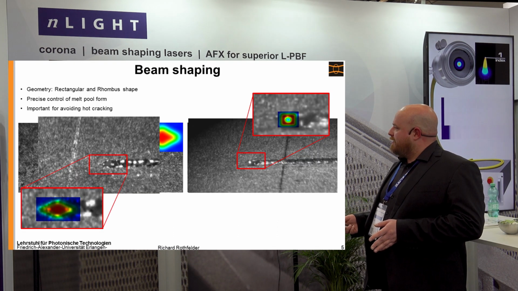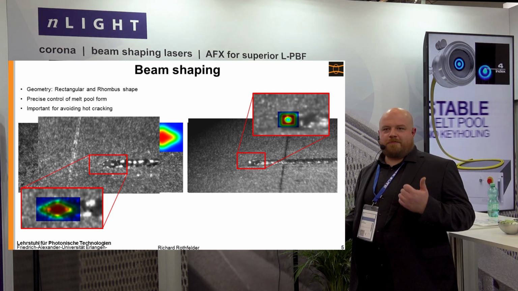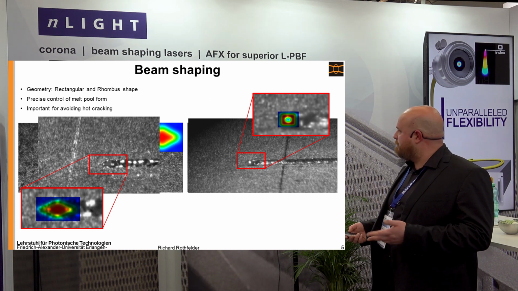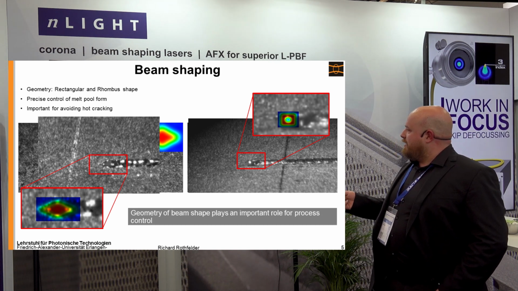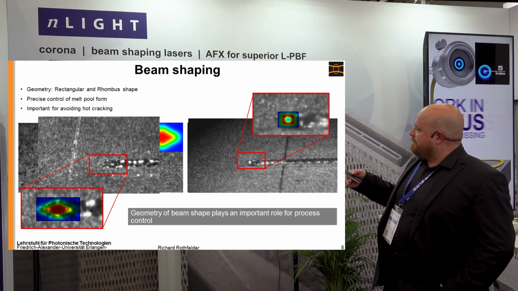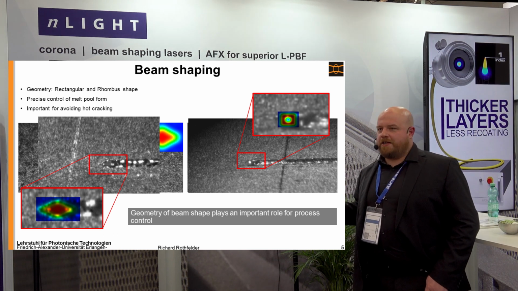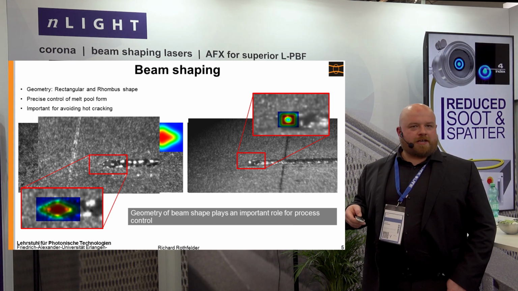But there we see it really does matter what our shape looks like. When we have a ring, we will have a ring-shaped melt pool. When we have a rhombus shape, we have a rhombus-shaped melt pool, rectangular, and so on. As I told you already, this is very important when considering hot cracking. So by changing the intensity distribution and geometry of your shape, you can avoid hot cracking.